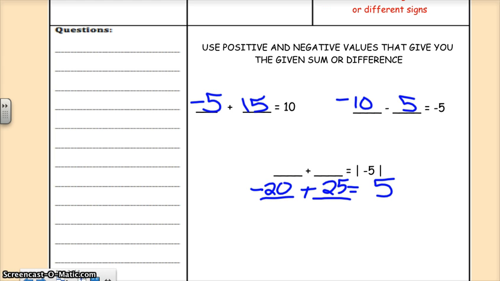Okay, that is all for subtracting. We are done.